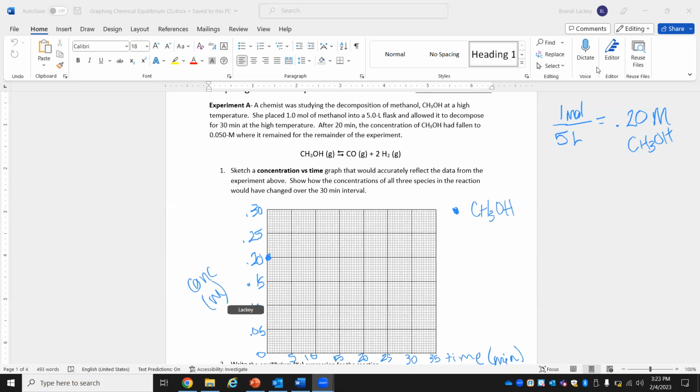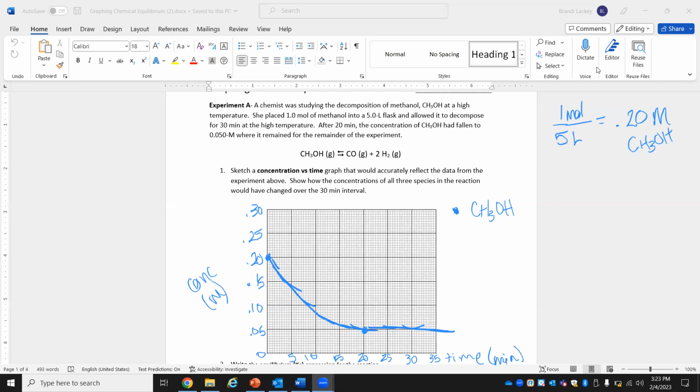So at 20 minutes, methanol is now at 0.05. So it would be here. And it says that continues through the rest of the experiment. So we're going to notice that this is going to be kind of a sloped line and then level off after the 20 minutes. That is just the methanol. Notice that the question wants us to show the concentrations of all 3 species. So we're going to have to look at what carbon monoxide is doing and what hydrogen is doing.